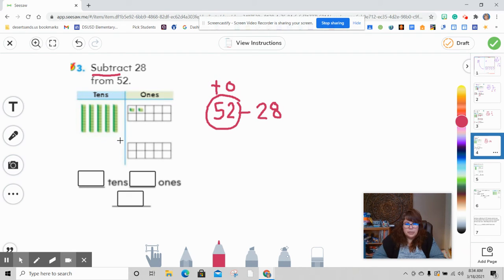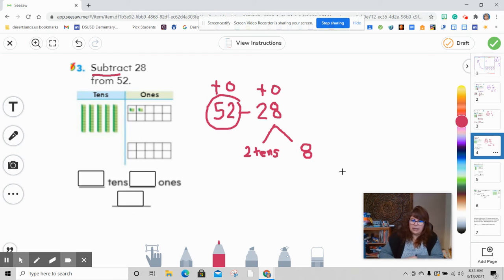Now, the picture has been done for me. So now I need to look at the ones that I'm going to take away. Now, I look at the number 28, and I have 2 digits too. So I know that I have tens and ones. So I'm going to break apart the 28, and I have 2 tens. That's how many I'm going to take away. And then I have to take away 8. And I know that's 8 ones.